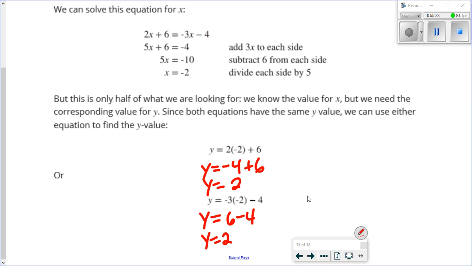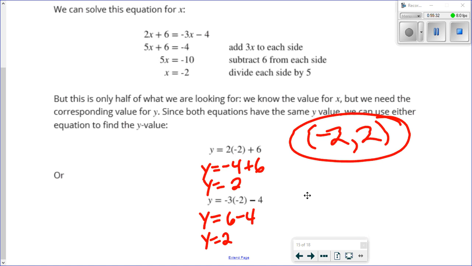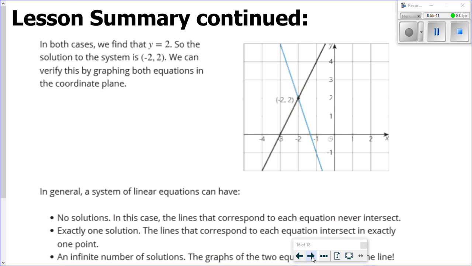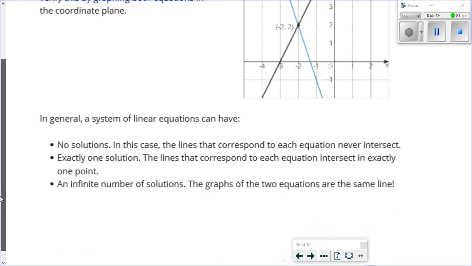So in this system, in your lesson summary, the solution would be when x is negative 2, y is 2. This is an indication of one solution, and our lines would intersect at that exact point. All right, and they show us that even further. They show you the graph in your lesson summary. You can see that point of intersection. Beautiful, it matches up. So just to recap, no solutions, the lines would never intersect, they would be parallel.